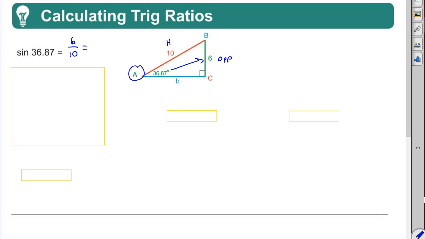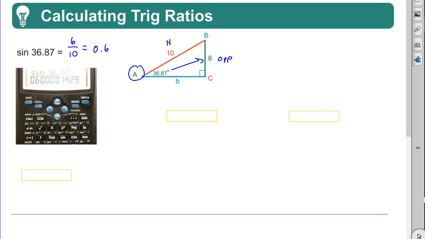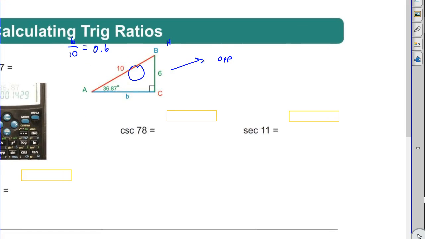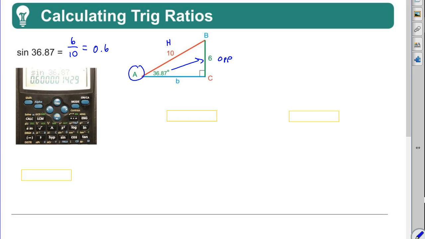If I want to write it in decimal form, that would be 0.6. 6/10 in fractional form, 0.6 in decimal form. Now, if you were to punch in the sine of 36.87 in your calculator, it is going to show you the ratio in decimal form. You can see right here that that's what I did. I punched in the sine of 36.87 and my calculator said 0.6000. It's a little bit off, but the way we have it exactly, 0.6.